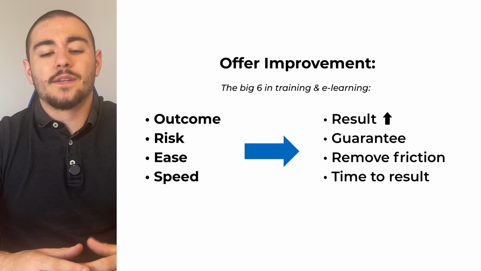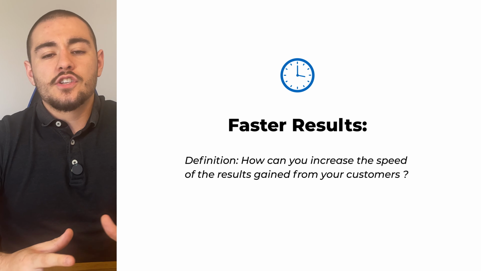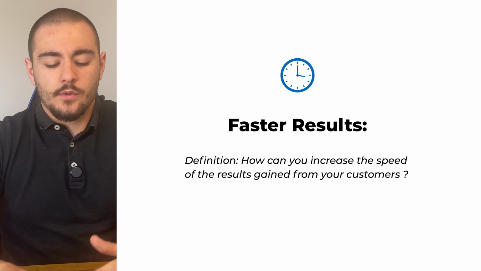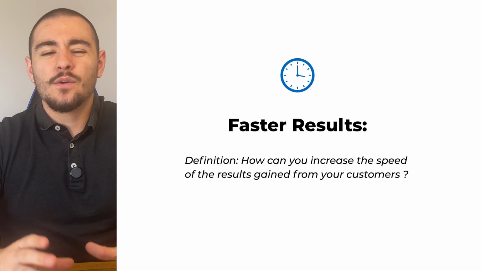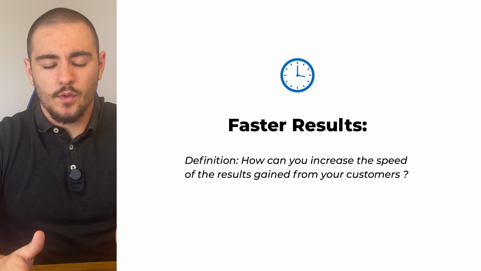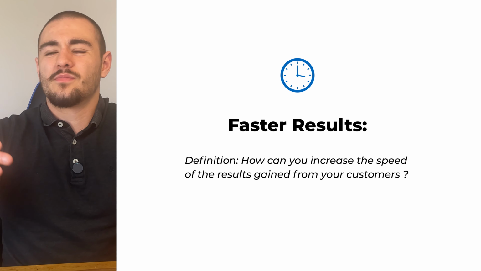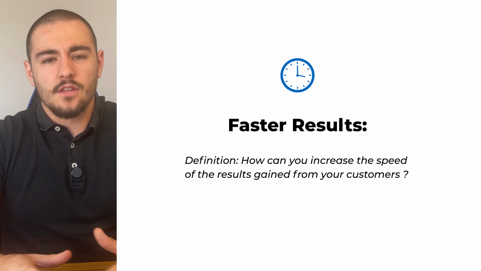The fourth one is going to be speed. So that's time to result. The definition is how can you increase the speed of the results gained from your customers. So if you were to achieve a result in 6 months, could there be a way that would still make the person successful, because we're not trying to make them go through a terrible trash ebook in 2 weeks or even a few hours. That's not the goal.